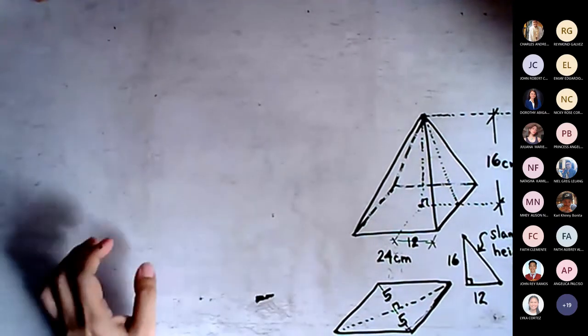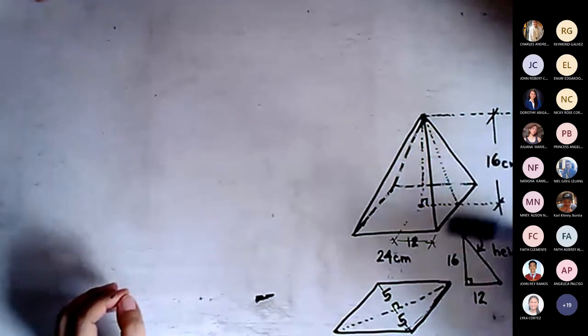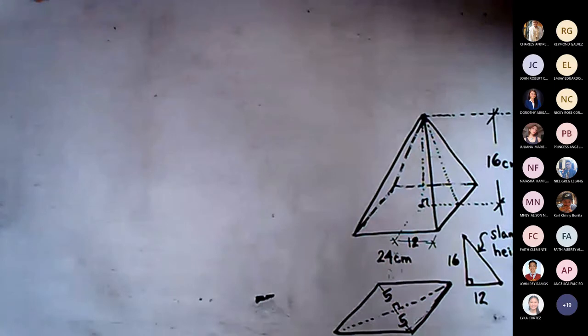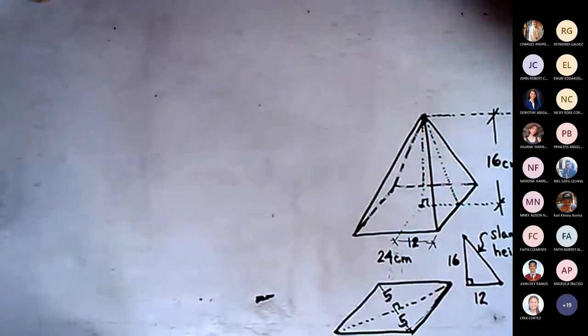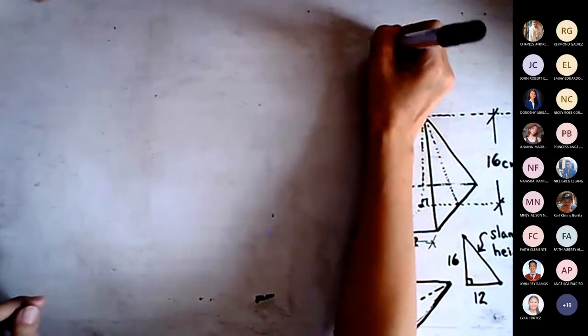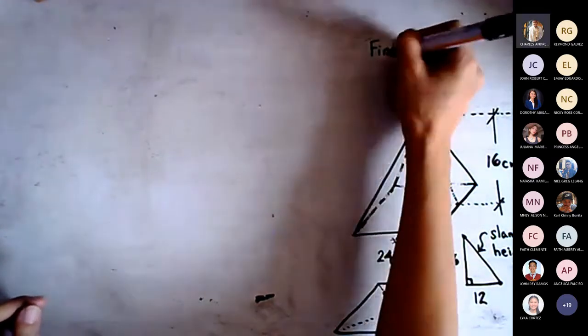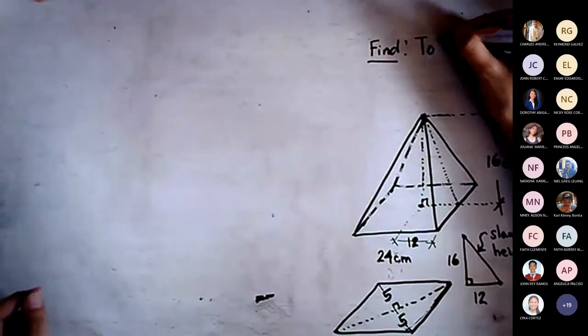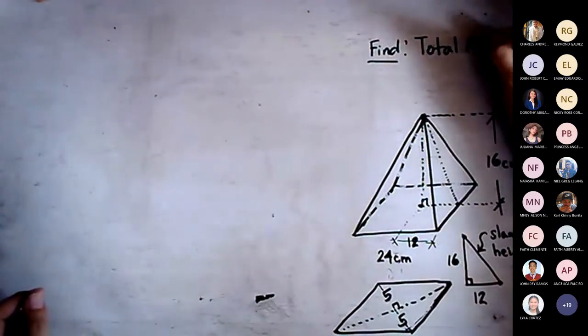So the question here, since we are given all these figures and all this data, what we are going to determine is the total area. So we are going to find, can you still view what I am writing? Yes po. Okay. So we are going to find the total area.